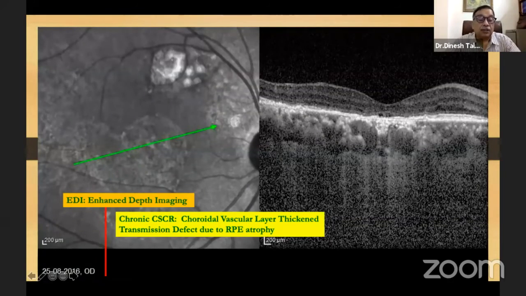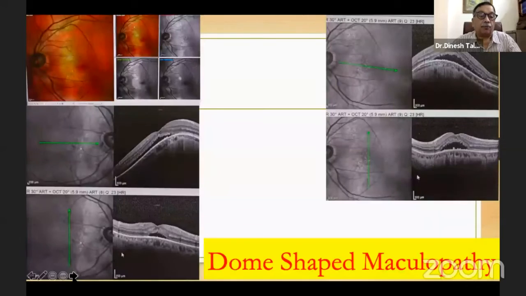Now let's come to other things. What else can help you to make a diagnosis of CSR? If you do enhanced depth imaging, you can pick up that the choroid is very thickened. You can see that the choroid is very thickened in this patient, and a presence of thickened choroid with fluid is a sign that you're dealing with a central serous retinopathy.